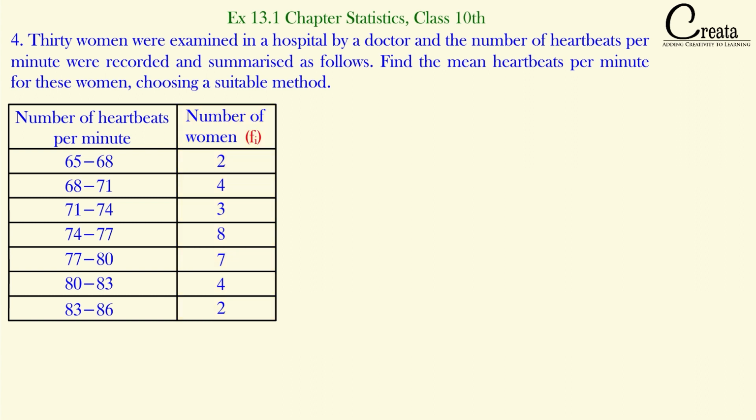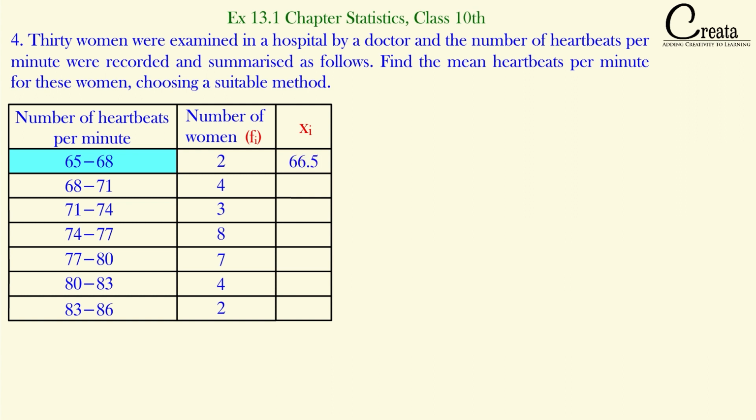Further, our next step, we will find Xi, that is the observation. And how do we find the observation, that is Xi? We find the midpoint of the range. Here our range, for example, 65 to 68. What will be the middle point of this range? It will be 66.5. The midpoint of 65 and 68 is 66.5. We can also use the formula to get the midpoint, which is lower range plus upper range upon 2. So 65 plus 68 upon 2 will be 66.5.